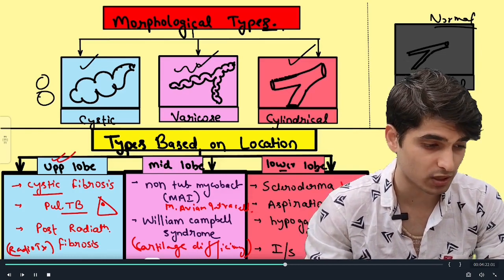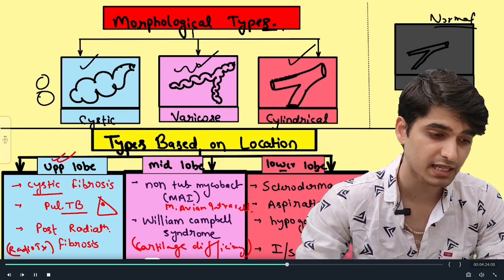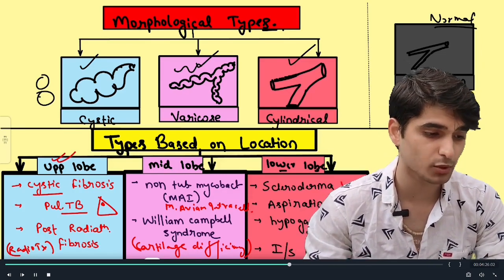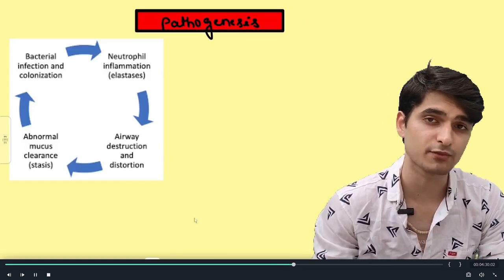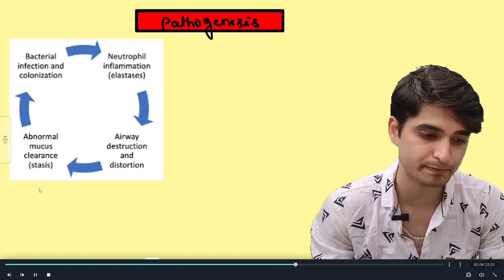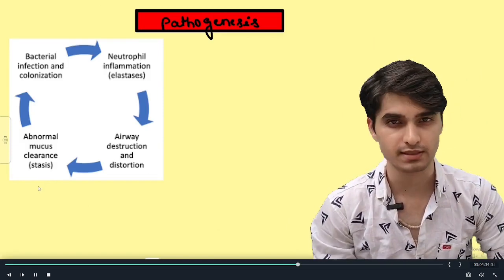And next one is scleroderma, aspiration because of the gravity. Okay, and next one is hypogammaglobulinemia, and next one is the interstitial lung disorders, and that's basically involving the lower lobe of lungs, right? Now we will go for the pathogenesis of bronchiectasis.